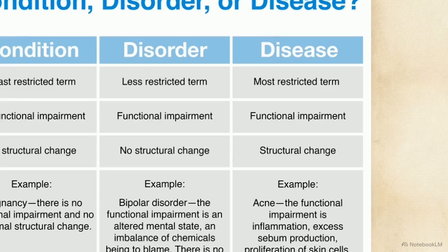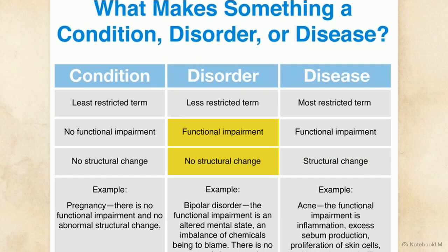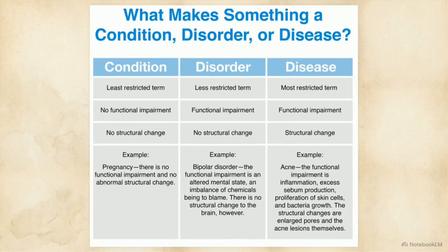This chart categorizes health conditions. On the right, a disease requires an abnormal structural change. A disorder involves functional impairment without structural damage. A condition requires neither, while a syndrome is merely a collection of associated symptoms.